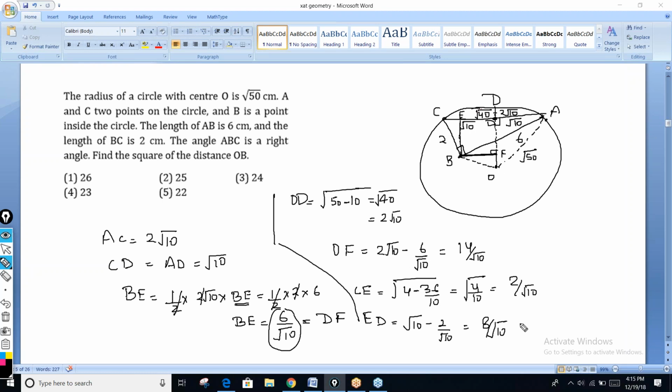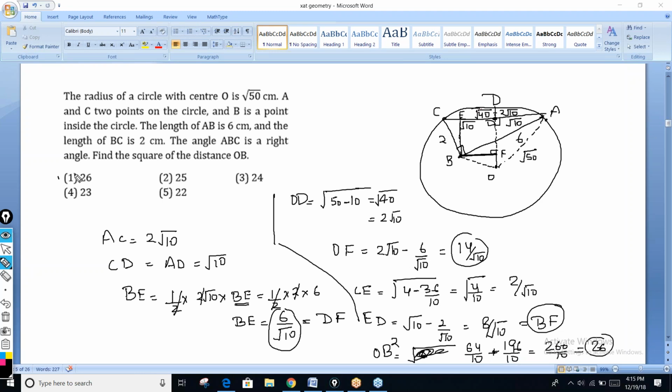And ED is equal to BF. So now you have the length of BF, you have the length of OF. So now you can find the length of OB. So 3-4 steps you need to do. This is square plus this is square, and the root of that. Basically we need to find the square. Directly find it: 64 upon 10 plus 196 upon 10. That comes out to be 260 upon 10, that is 26. So OB square is 26.